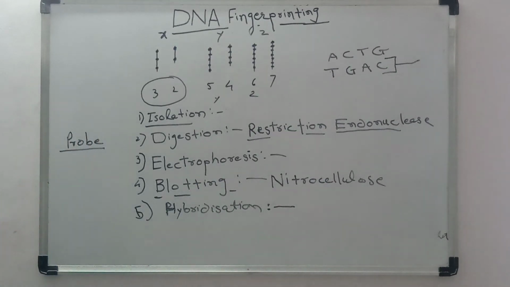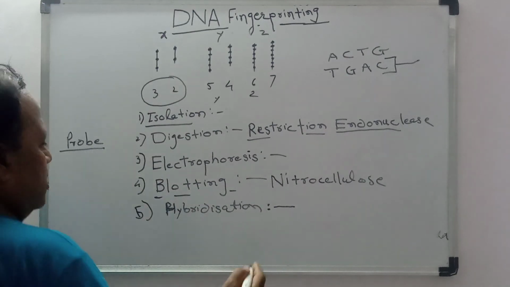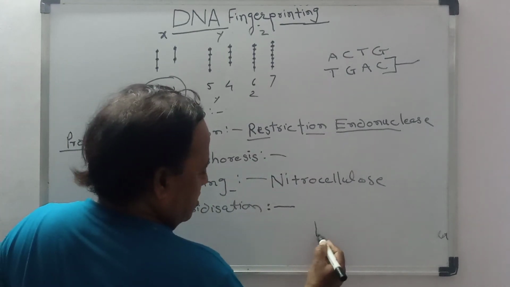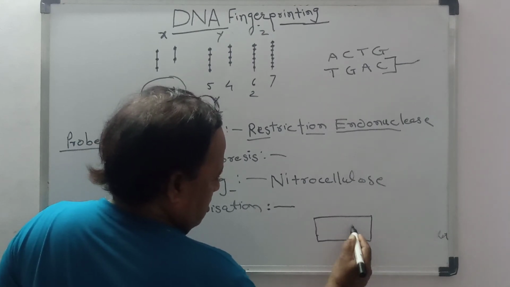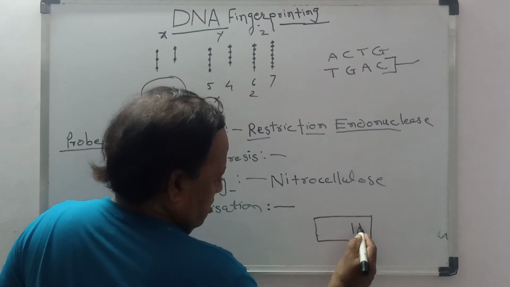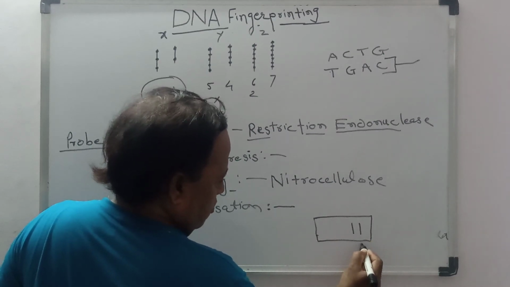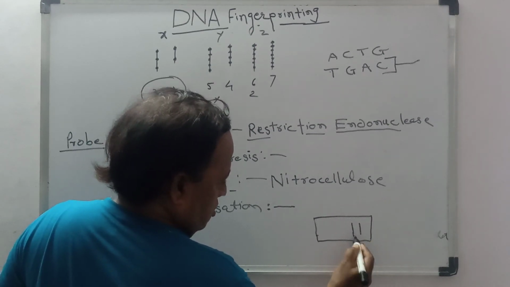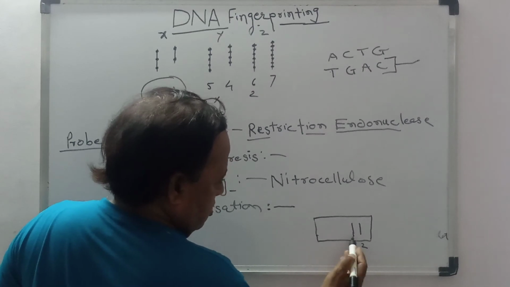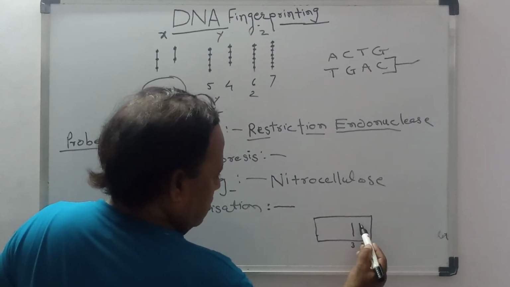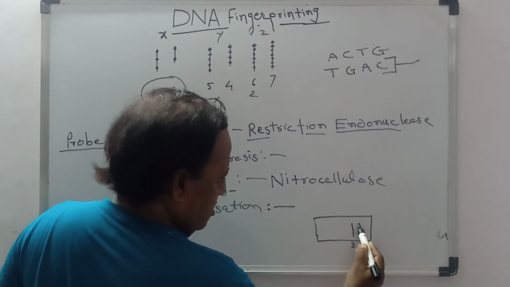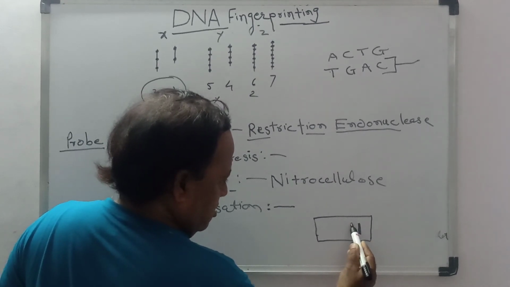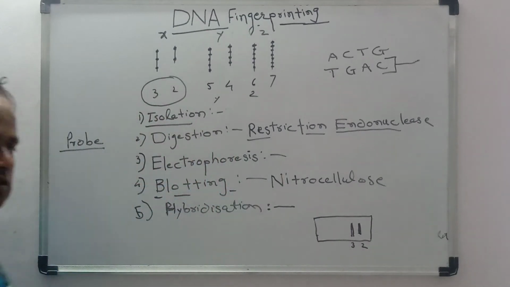So the picture which we will get will be like this. Suppose this is the band for 2 and this is for 3. So this complementary base pair will come and will get attached here like this. This is called hybridization.